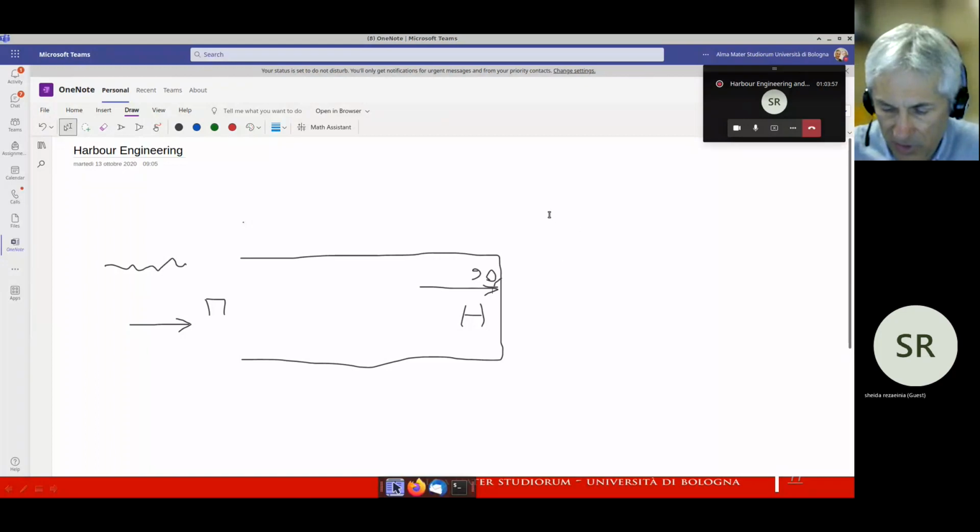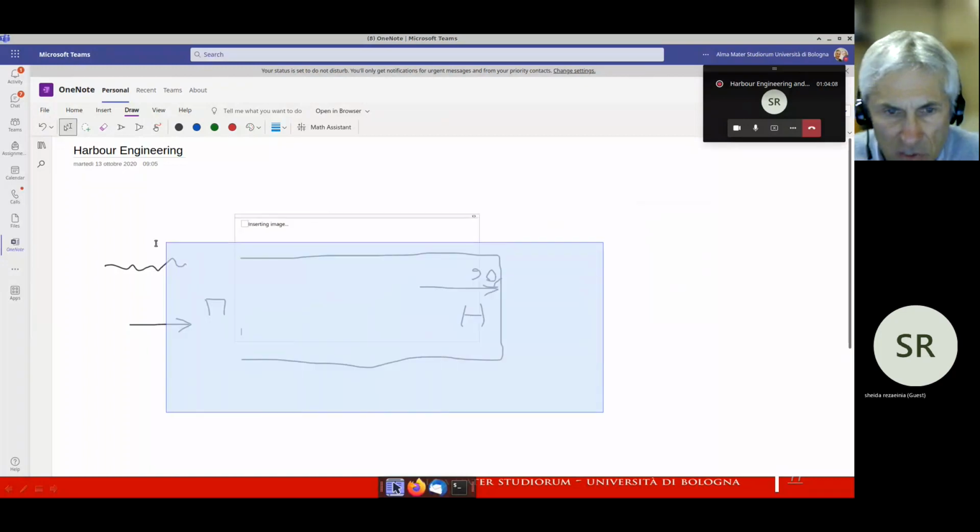Let me see if I try to paste it. Let me just delete this sketch here.